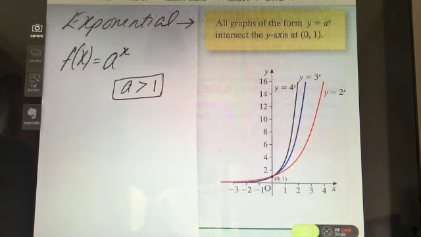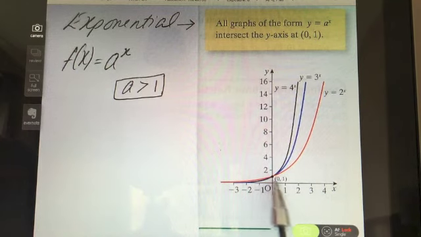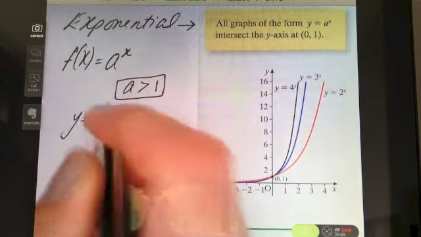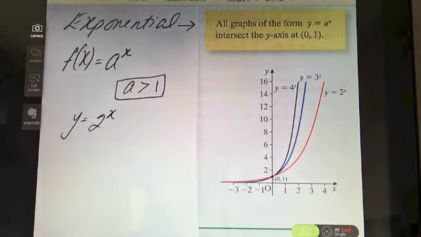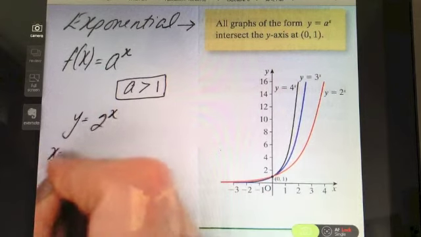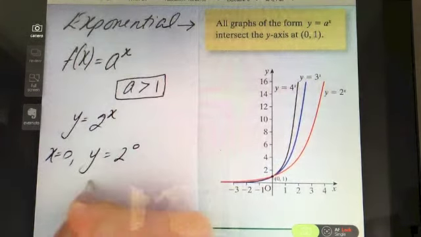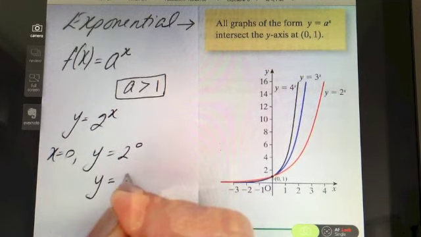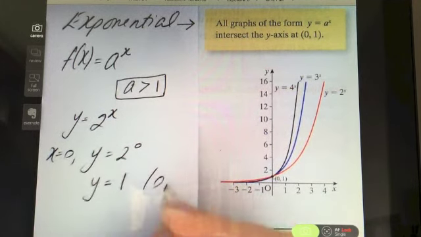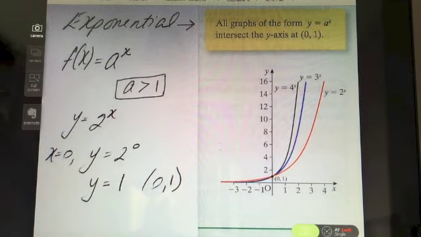But something that they all do is they all cut the y-axis here at (0, 1). And the reason for that is, if I take the example y equals 2 to the power of x, well, when x is equal to 0, y is equal to 2 to the power of 0, which of course, anything to the power of 0 is always 1. And that's why we're going to get (0, 1) there. Always, for anything that you're putting in a power of 0. So that's an important part on these exponential functions.